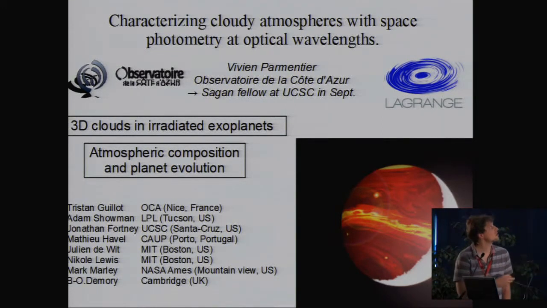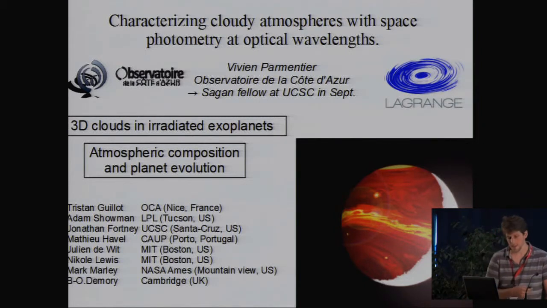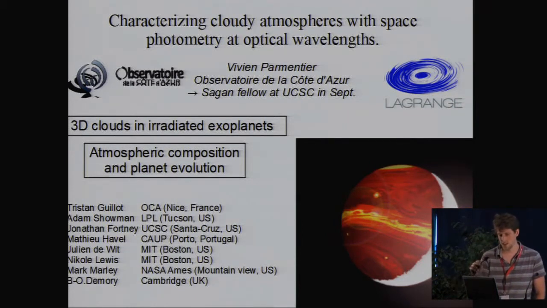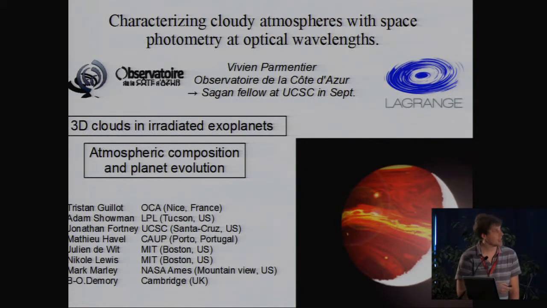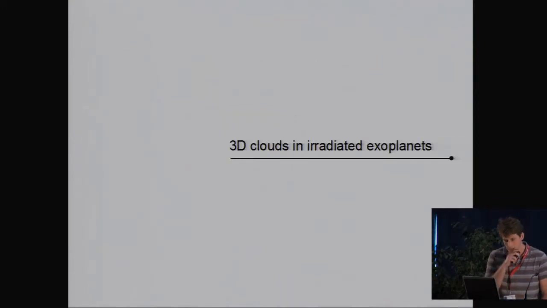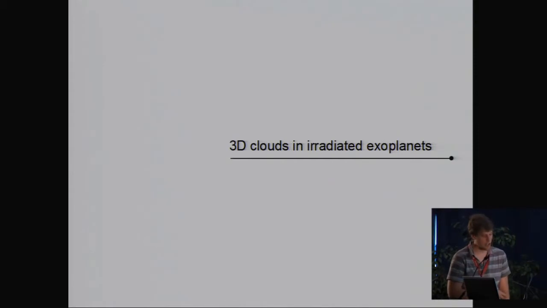Following the very nice review from Kevin about clouds in exoplanets and what space photometry can teach us, I'll continue by presenting some results from our 3D modeling of clouds in irradiated exoplanets. In a second part of this talk, I'll discuss how space photometry data can tell us about the atmospheric composition via measuring the radius of the planet. So first, let's discuss clouds.